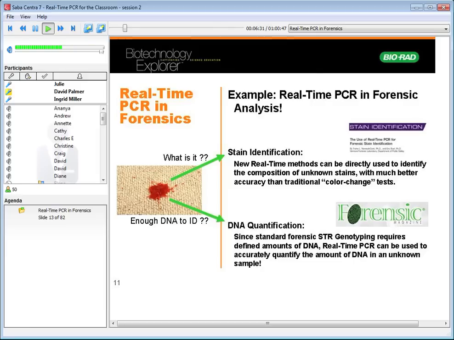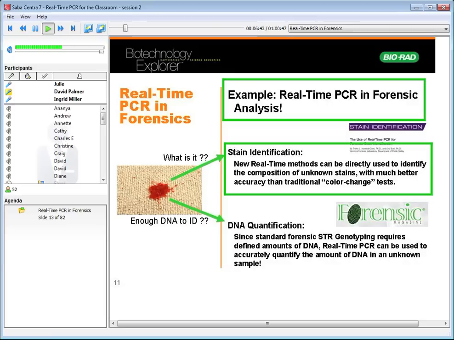Yet another example of real-time PCR that's just coming into play is real-time PCR in forensic analysis. There are some real-time techniques that can be used to identify stains. So for example, a stain on a carpet, rather than using a color change test like you'd see on the TV shows where they put a Q-tip on the stain and then add a reagent and see what color it changed to determine what that stain was made of.